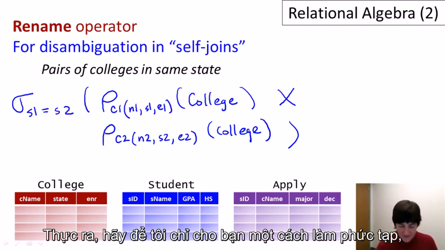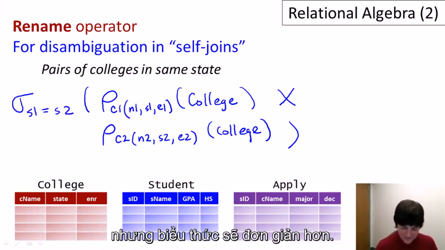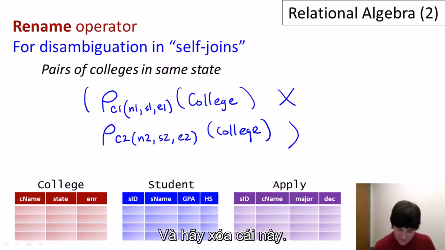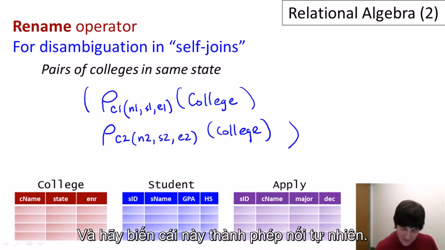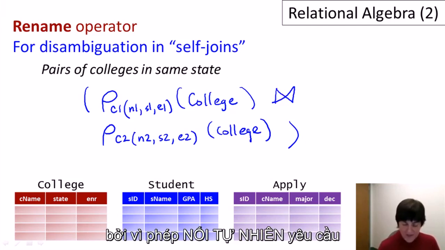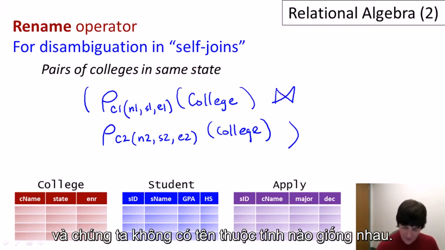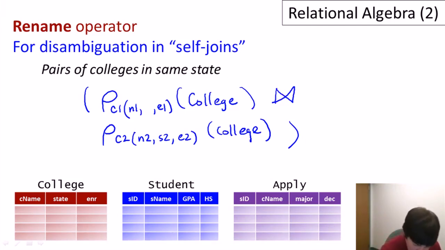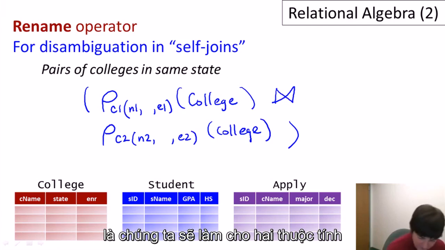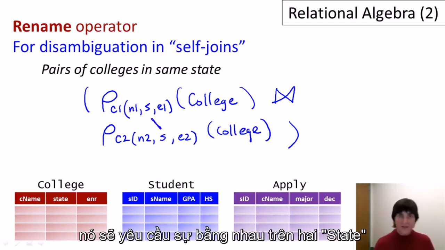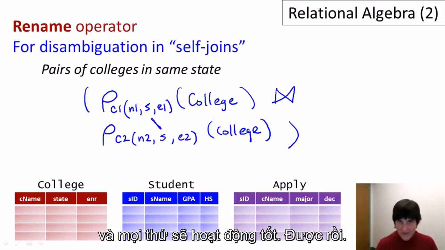Actually, let me show you an even simpler, trickier way of doing this. Let's take away this selection operator here, and let's make this into a natural join. Now, that's not going to work quite yet because the natural join requires attribute names to be the same, and we don't have any attribute names of the same. So the last little trick we're going to do is make those two attribute names S be the same. And now when we do the natural join, it's going to require equality on those two S's, and everything is going to be great.